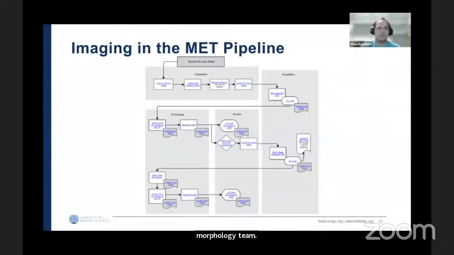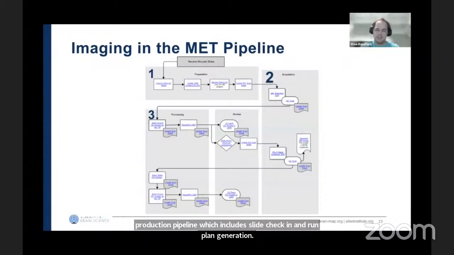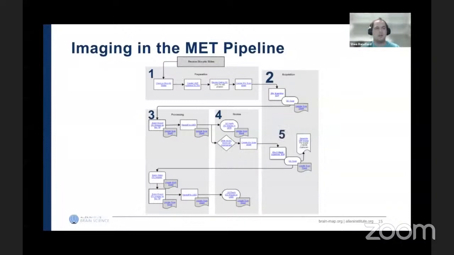Okay, so after the tissue sections have been stained and mounted in histology on standard 1x3-inch microscopy slides, they are then sent to the scanning lab for image acquisition. Here I've shown a general outline of the imaging production pipeline, which includes slide check-in and run plan generation, 20x full tissue scans, handing these 20x scans off to LIMS, doing QC on these images, and waiting for 63x go calls for morphology, performing 63x Z stacks of desired cells, then handing these images off to LIMS, and then doing a final quality control check on these images.